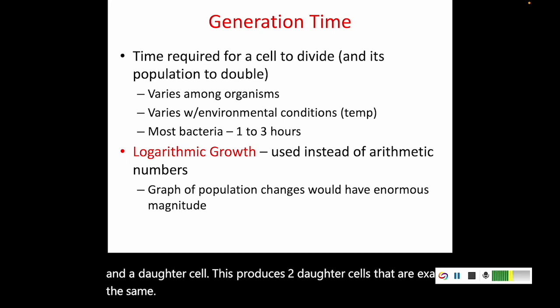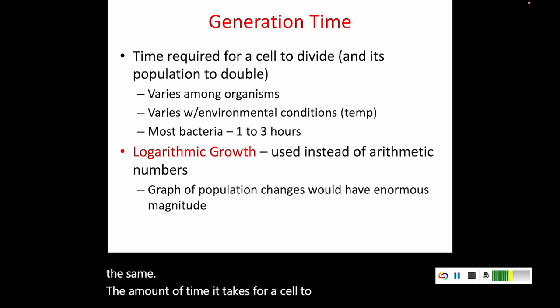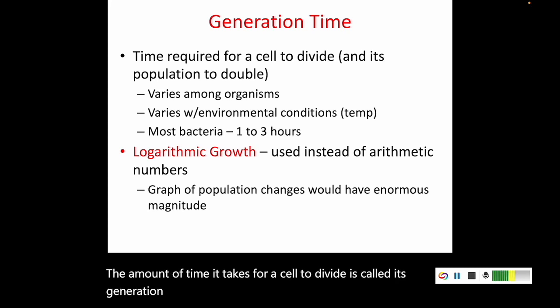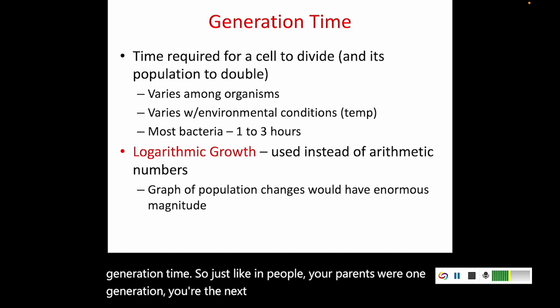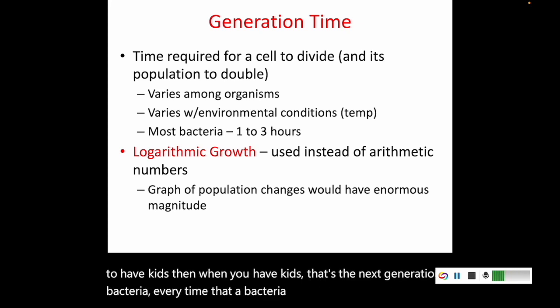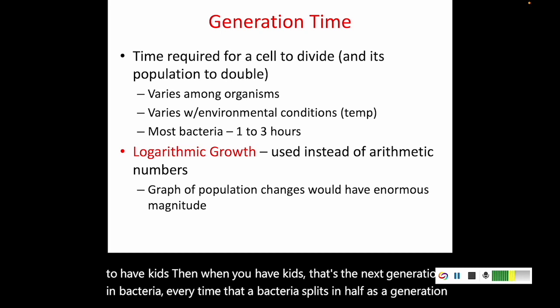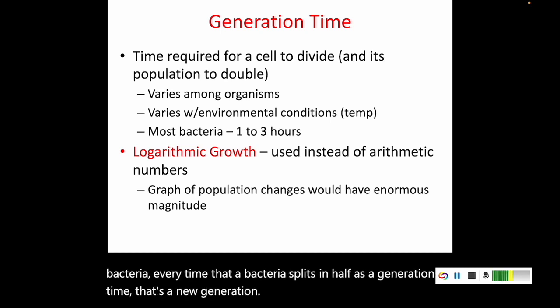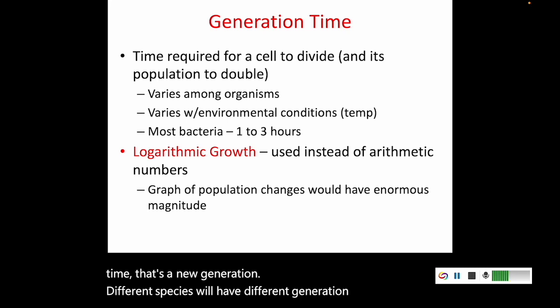The amount of time it takes for a cell to divide is called its generation time. So just like in people, your parents were one generation, you're the next. So how long it took for your parents to have kids. Then when you have kids, that's the next generation. In bacteria, every time that a bacteria splits in half is a generation time. That's a new generation.